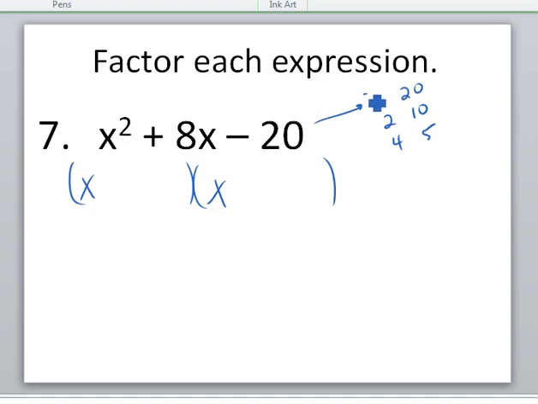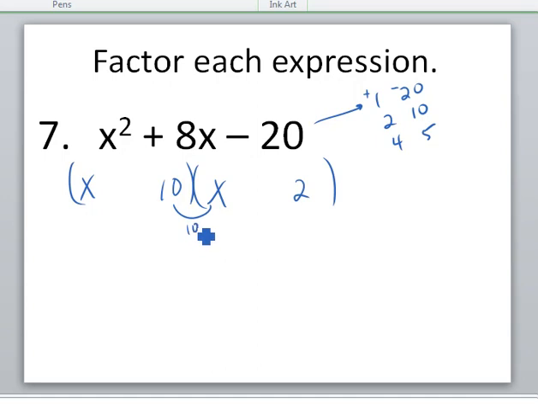So I'm either going to need a negative 1 and a positive 20, which gives me 19, or I need a negative 20 and a positive 1, which gives me a negative 19. So I'm really looking at subtracting these as well. Well, when I subtract the 10 and the 2, that's how I get an 8.